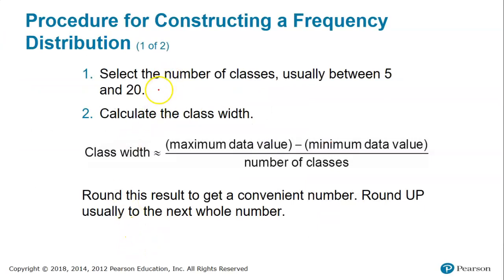Okay, so here's a list of our procedures for constructing a frequency distribution. The first thing we want to do is select the number of classes. It says usually between 5 and 20. To me, 20 is a bit much. Usually they're going to be more between 5 and 10.